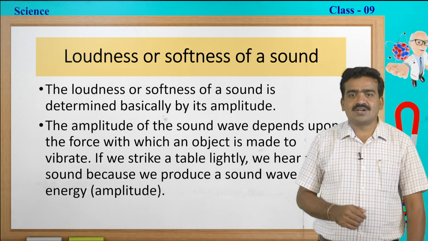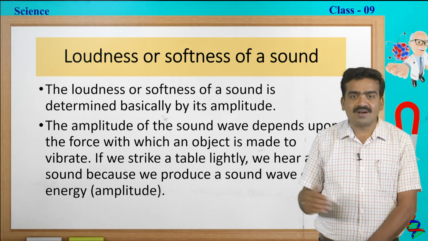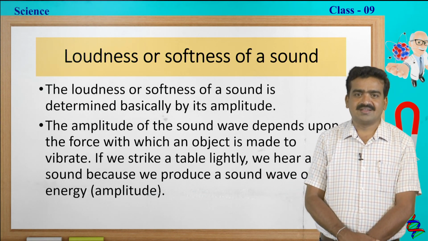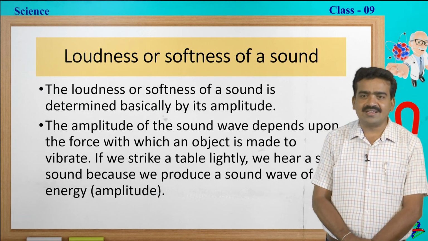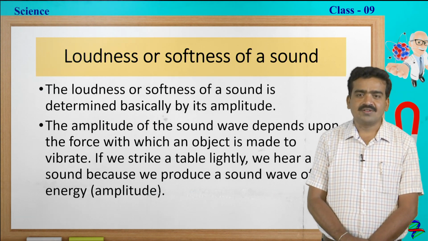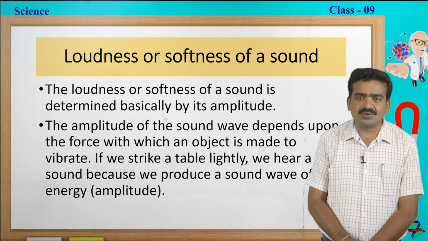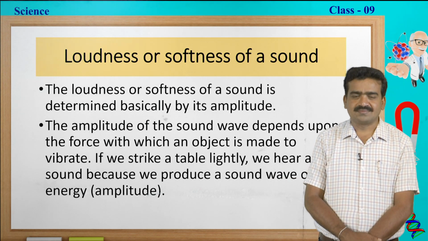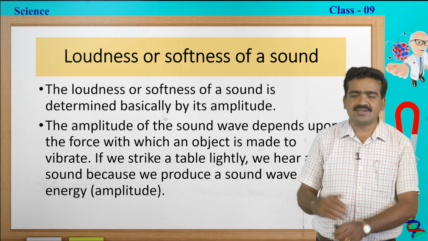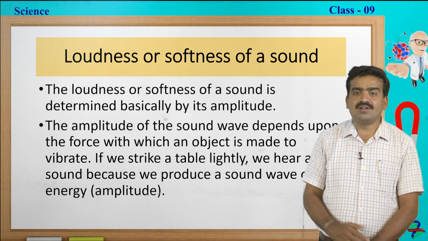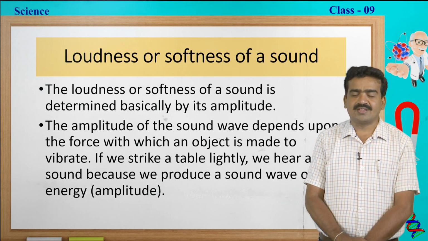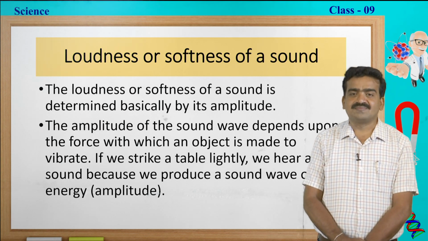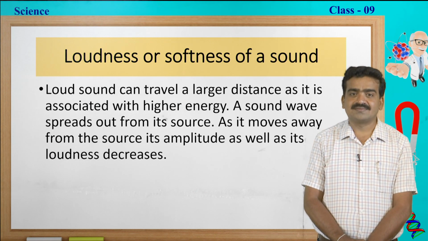The amplitude of a sound depends upon the force with which an object is made to vibrate. If we strike a table lightly, we hear a soft sound because we produce a sound wave of low energy or low amplitude. Similarly, if you beat the table with high force, a louder sound is produced. That means we increase the amplitude of the sound. That is why we hear the loudness.